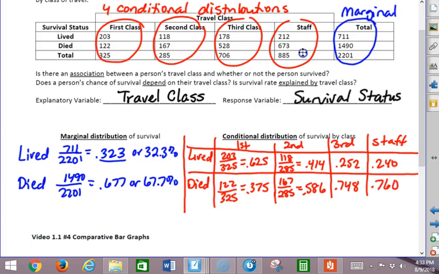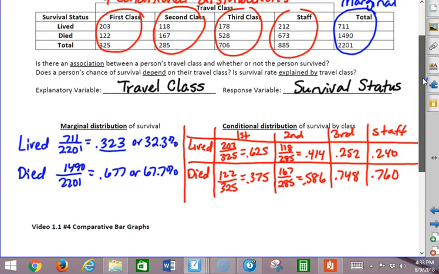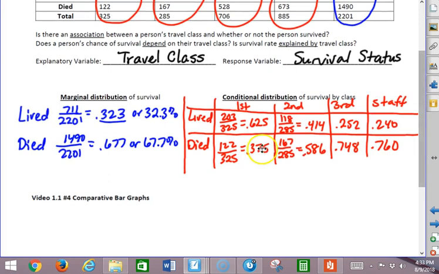So we see a very big difference between the percentage of people who lived if they were first class passengers, versus third class passengers or staff, where a very small percentage of the people survived. Second class is kind of in between. So apparently there does seem to be an association between a person's travel class and whether or not the person survived, because we see very strong differences between survival rates in the different classes.